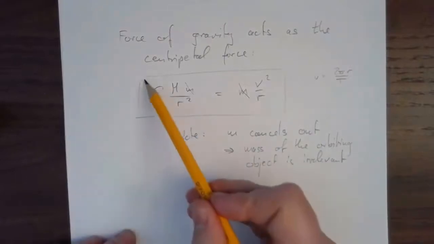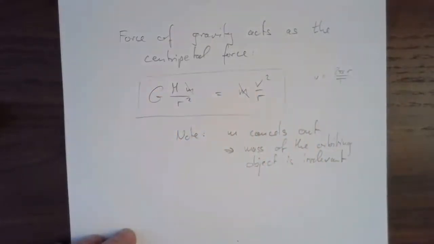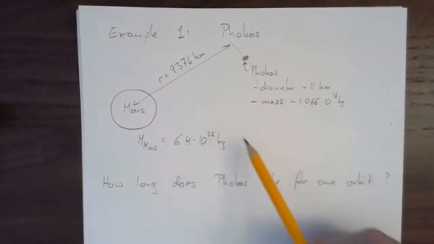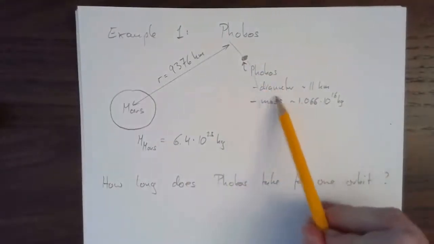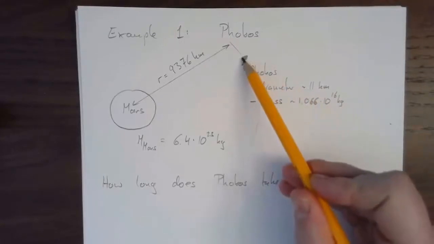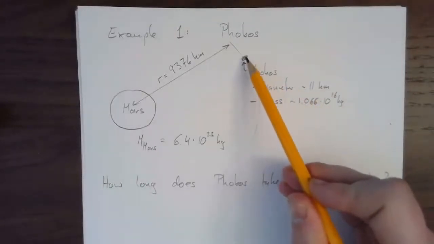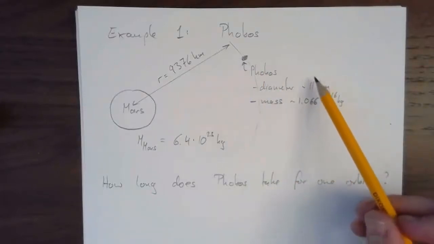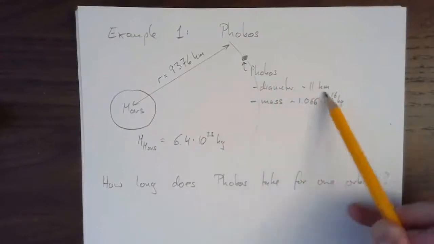Now, for the rest of the lecture, we're just looking at some examples of this. The first example I will look at is Phobos, which is the inner moon of Mars. Mars has two moons, Phobos and Deimos, and Phobos is right here. They're both tiny. Phobos has a diameter of 11 kilometers. So that's essentially like a spherical or sort of potato-shaped mountain in space. So it's much smaller than Earth's moon, for example.